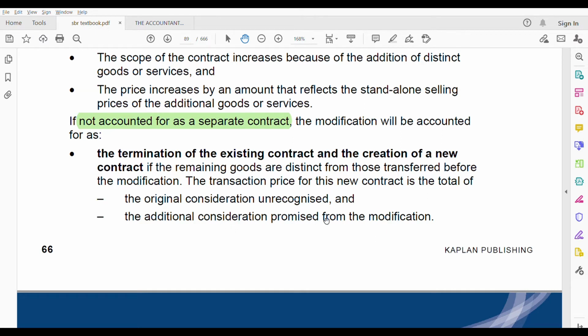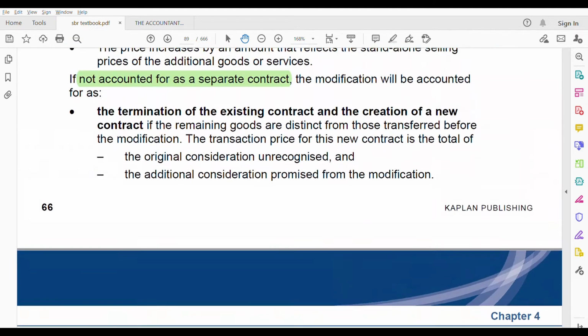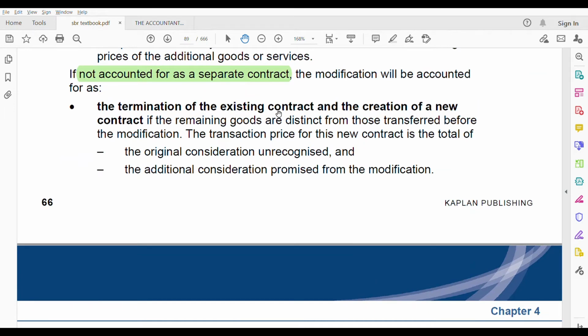That is the transaction price of the new contract. You add this to the original consideration. Original means the existing contract before you created a new contract. For that old contract, whatever consideration you are going to receive which was not recognized is now unrecognized. So that amount plus the additional consideration that you have been promised from the modification, you add this, and that is the total transaction price. This is when there is termination of the existing contract and creation of a new contract.